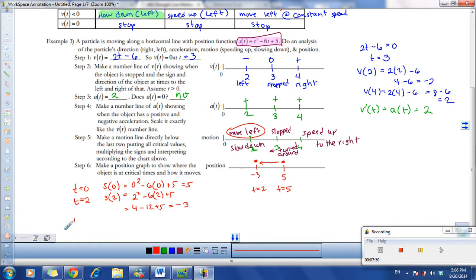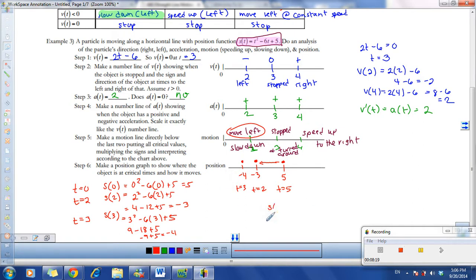All right. So at t equals 3, let's see. I got s of 3, which is 3 squared minus 6 times 3 plus 5. 9 minus 18 plus 5, and then that's negative 9 plus 5, which is negative 4. So I'll put it right here, negative 4, and that was at t equals 3. So this is where I stop and turn around, supposedly.